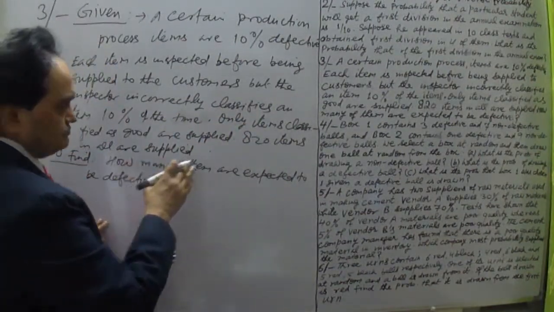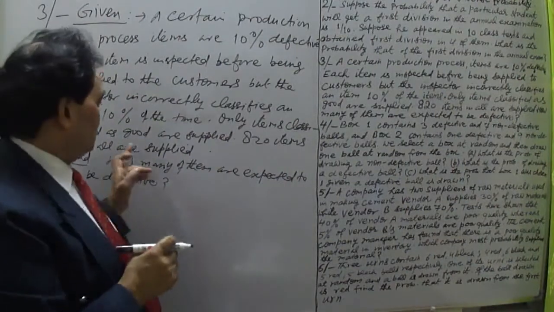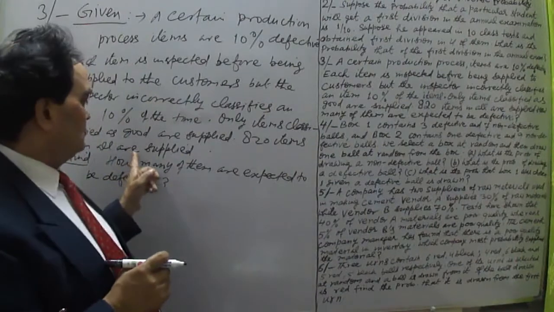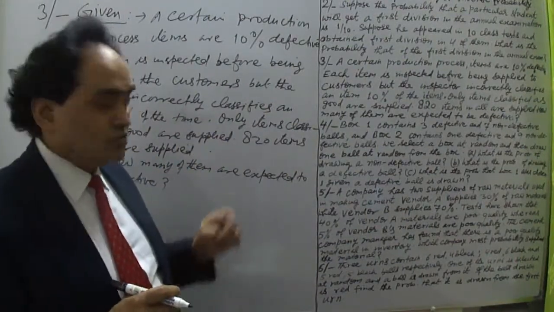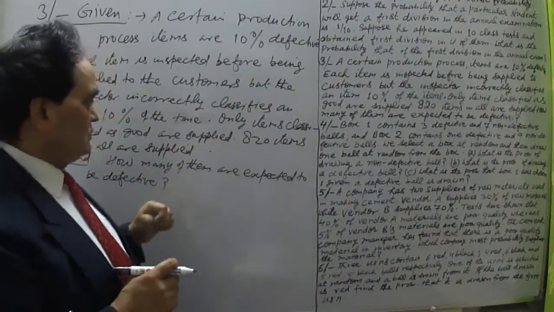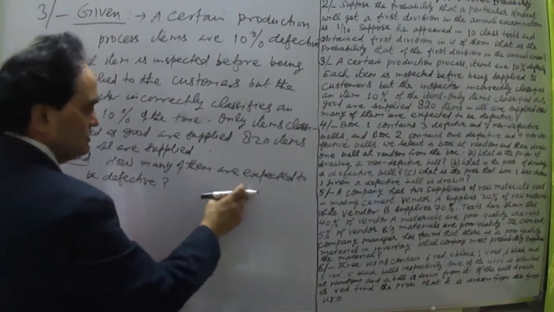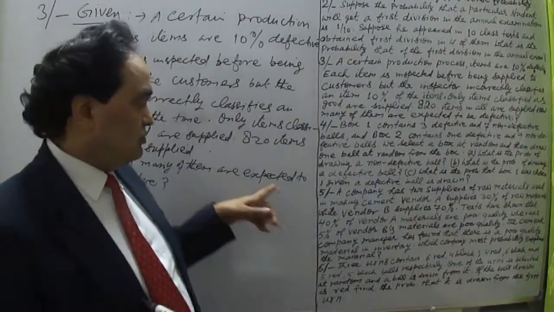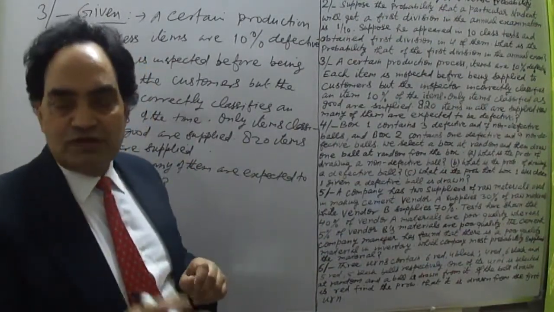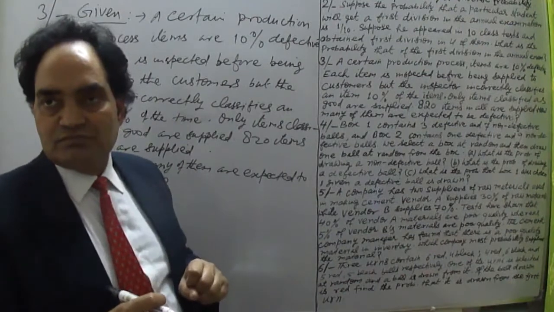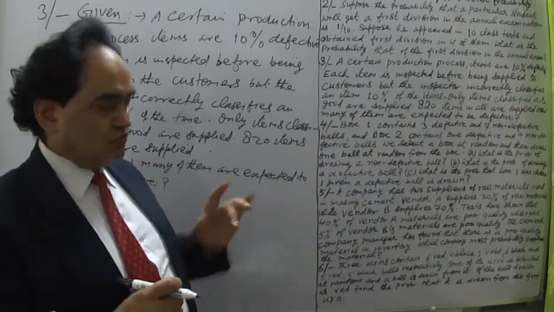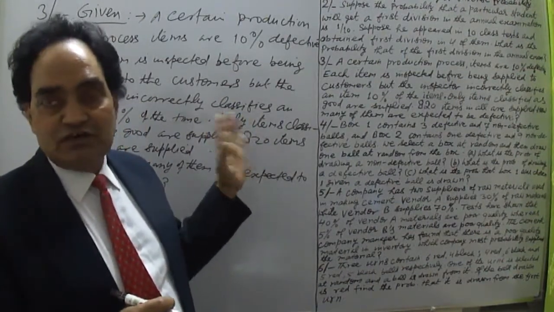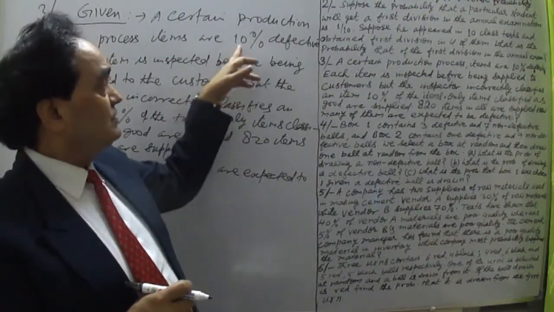Now it says only items classified as good are supplied, so 820 items in all are supplied. We have to find out how many of them are expected to be defective. Out of these 820, we have to calculate how many items are defective. First, we calculate the probability of defective items, which is 1 upon 10.